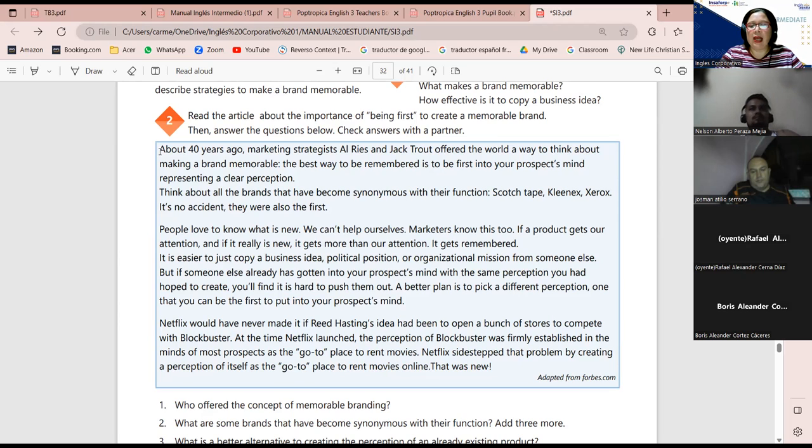A better plan is to pick a different perception, one that you can be the first to put into your prospect's mind. Netflix would have never made it if Reed Hastings' idea had been to open a bunch of stores to compete with Blockbuster. At the time Netflix launched, the perception of Blockbuster was firmly established in the minds of most prospects as the go-to place to rent movies. Netflix sidestepped that problem by creating a perception of itself as the go-to place to rent movies online. That was new. Okay.